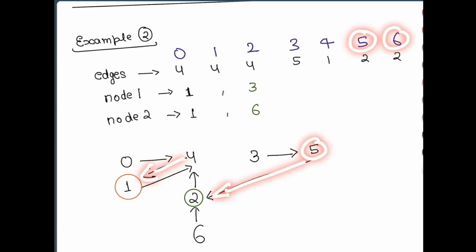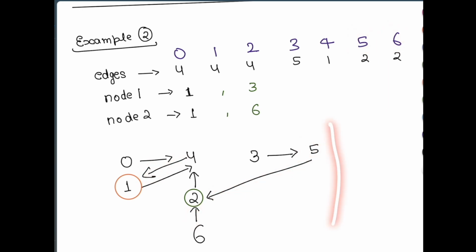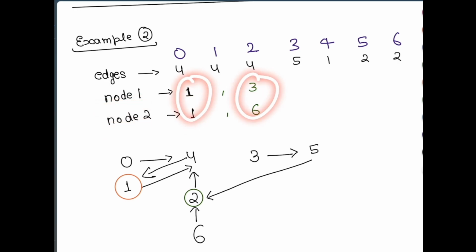And from 6 we can go to 2. So now our graph will look something like this. Now let us take two different examples. When node 1 and node 2 are 1 and 1, and 3 and 6, we are going to process both these inputs separately for the same edges.